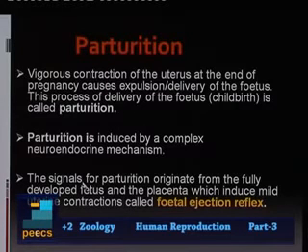The signal for parturition will originate from a fully developed fetus and also from a fully matured placenta. So a fully developed fetus and placenta will produce some factors, and that will act as a signal for parturition. And these factors will cause some mild uterine contractions. Remember, these contractions are very mild uterine contractions. And we can call these mild uterine contractions as fetal ejection reflex. So this is very important. In the beginning there will be fetal ejection reflex.